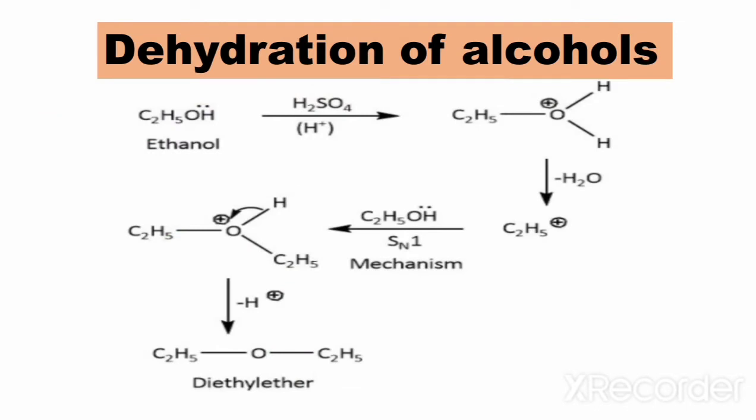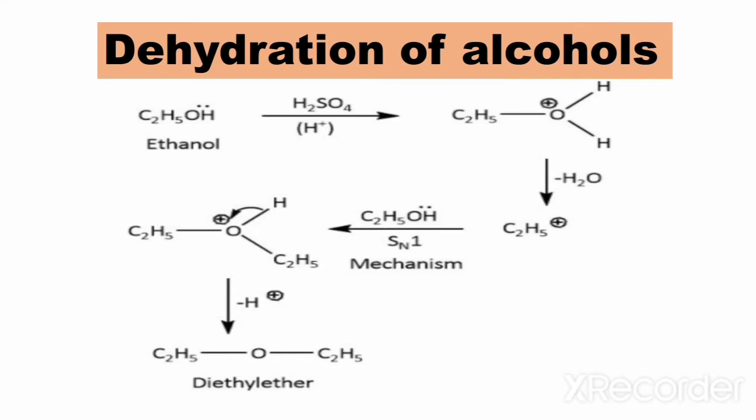The other is the dehydration of alcohols, meaning the removal of a water molecule from the alcohol. As you can see, the first is the alcohol that we take as ethanol. Ethanol has two carbons attached to the hydroxyl group, and we add sulfuric acid to it, in the presence of a proton, and then this proton will attach to the oxygen, and the oxygen will gain a partial positive charge.